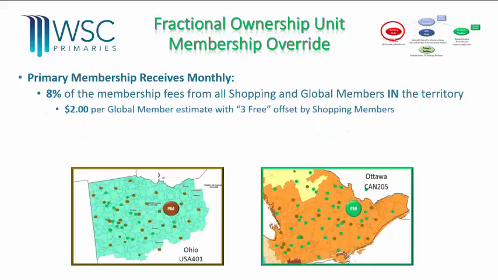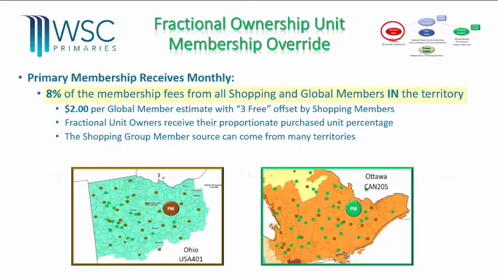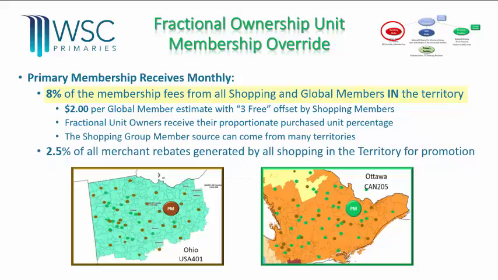That is that primary members will receive 8% of the membership fees from all shopping and global members in the territory. We know that global members pay $25 per month in fees. At 8%, that would be $2 per month. However, we also know that we have a 3 for free program, but we believe that that would be offset by shopping members who also pay fees. I think we've stressed it enough so far that all the fees come in, they'll be divided up by the units and paid out to the individual primary members.